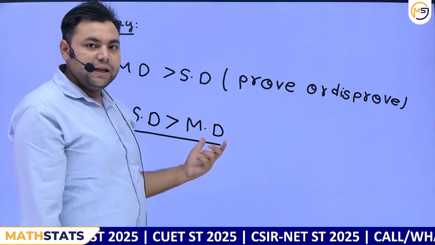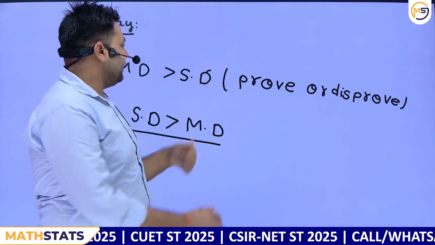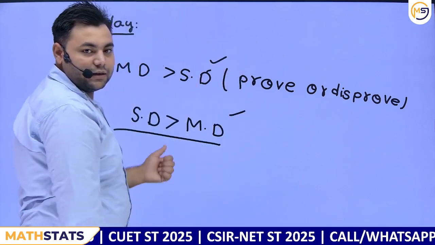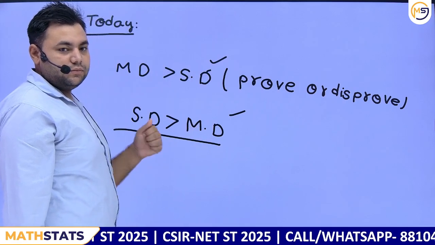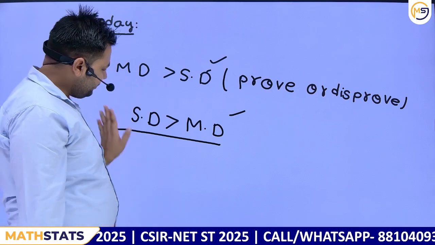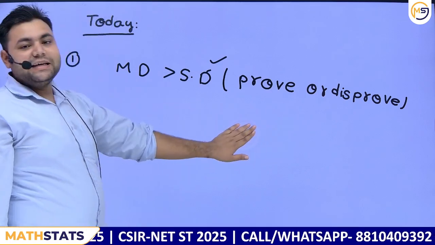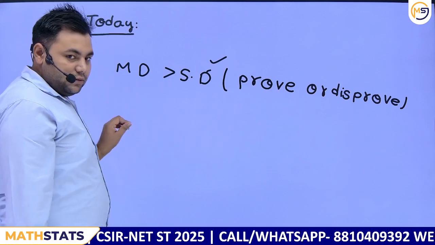I want to say this is correct or this is correct. This is correct or this is correct. Okay. Mean deviation is the minimum?